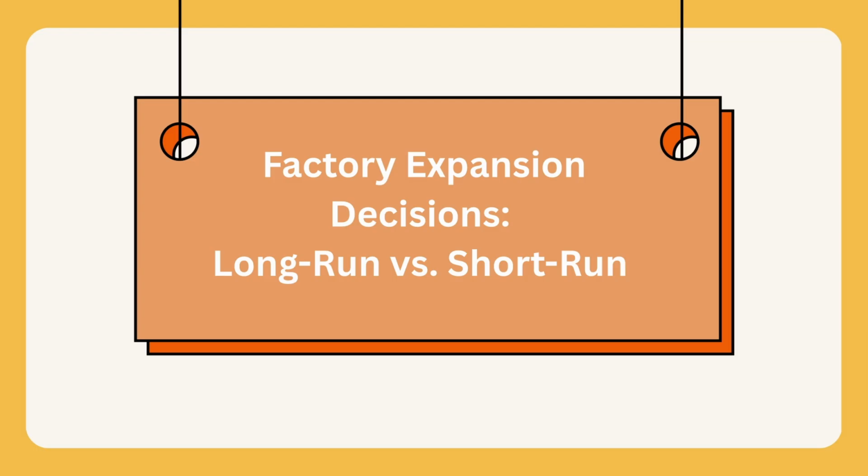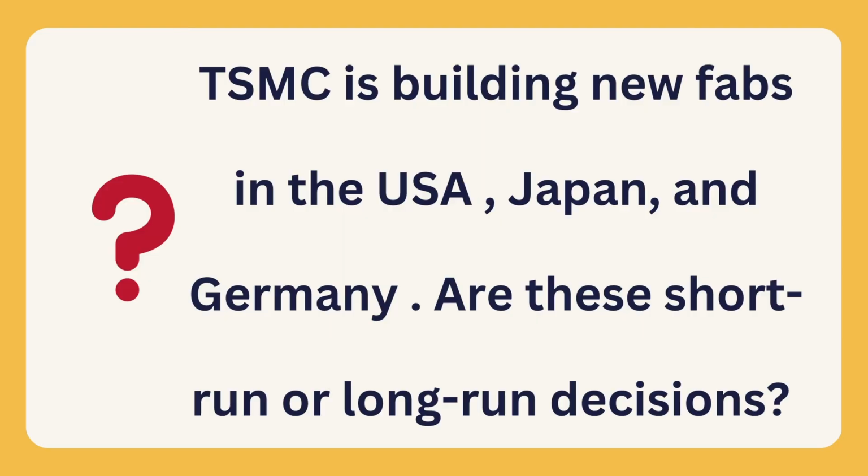Okay, the fourth question. Factory expansion. Long run versus short run. TSMC is building new fabs in the US, in Japan, and Germany. Are these short run or long run decisions?